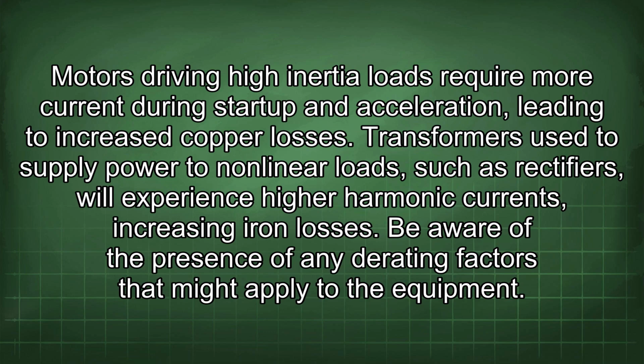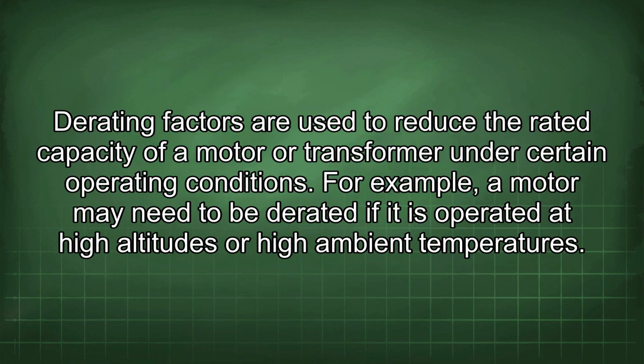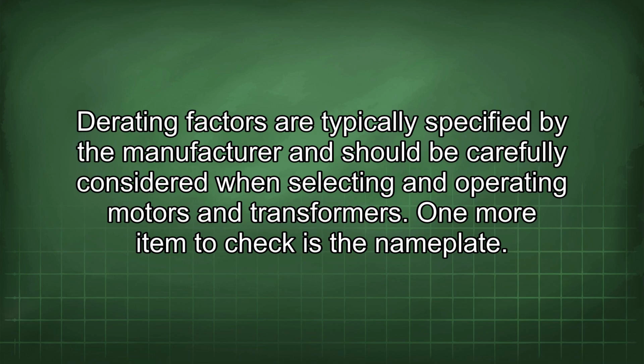Be aware of the presence of any derating factors that might apply to the equipment. Derating factors are used to reduce the rated capacity of a motor or transformer under certain operating conditions. For example, a motor may need to be derated if it is operated at high altitudes or high ambient temperatures. The derating factors are typically specified by the manufacturer and should be carefully considered when selecting and operating motors and transformers. One more item to check is the nameplate.